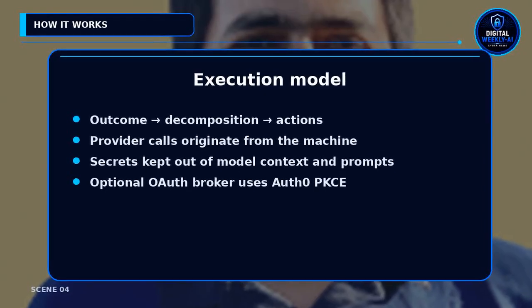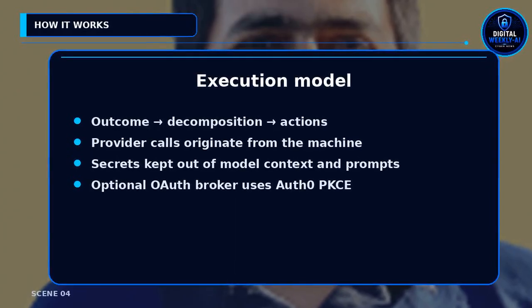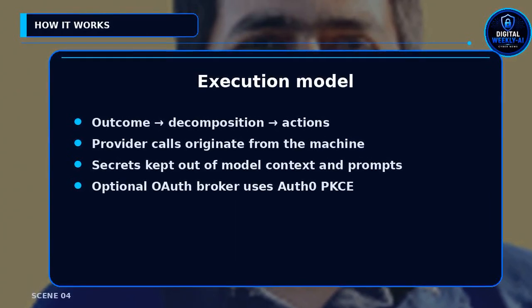OpenWorker asks for a deliverable and breaks it into steps. It orchestrates actions across local files and connected apps. Model calls go directly from the machine to the configured provider or a local runtime. Conversations, connector tokens, and model keys remain local. The secret store is designed to avoid placing secrets into prompts or traces. An optional broker handles OAuth with Auth0 authorization code and PKCE and passes tokens to the machine.